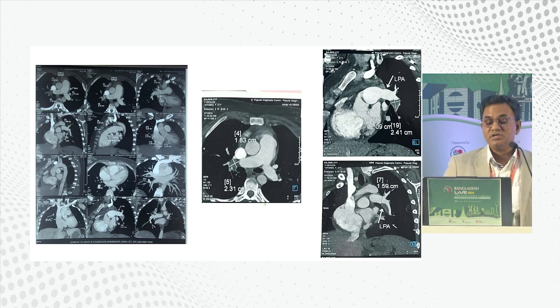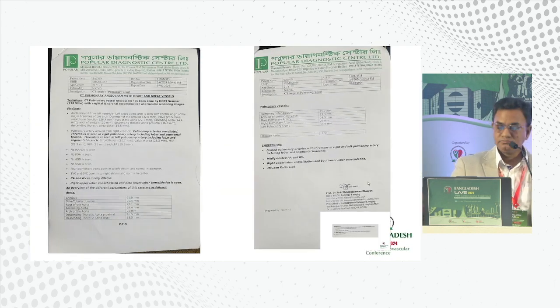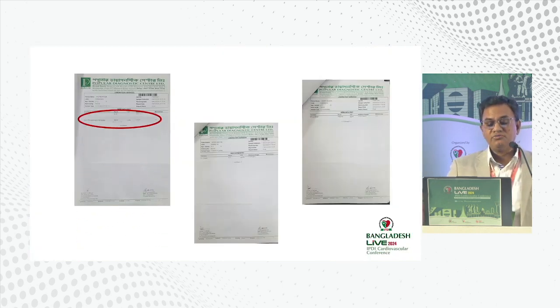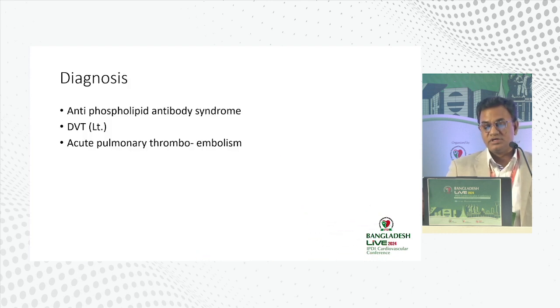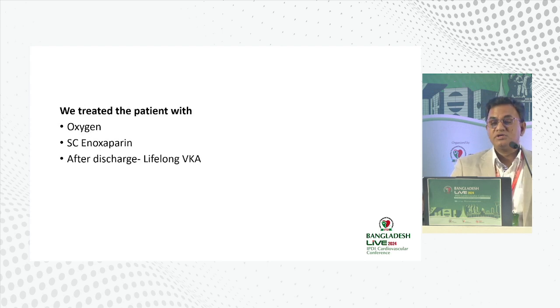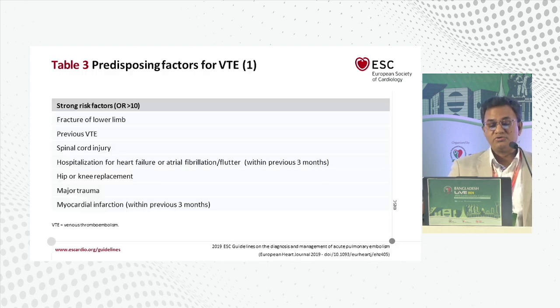For confirmation, we did the CT pulmonary angiogram. Look here. The CT pulmonary angiogram reveals there is a thrombus in the right and left pulmonary artery. We also checked the antiphospholipid antibody, which was raised, D-dimer was raised, and NT-proBNP was also raised. So the diagnosis was antiphospholipid antibody syndrome, left deep venous thrombosis, and acute pulmonary thromboembolism. We treated the patient with oxygen and subcutaneous enoxaparin, and she was discharged when she felt well, and after discharge, lifelong warfarin as the patient was diagnosed with antiphospholipid antibody syndrome.